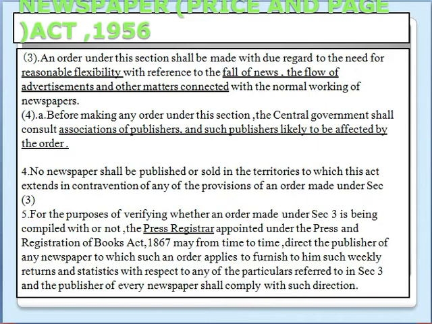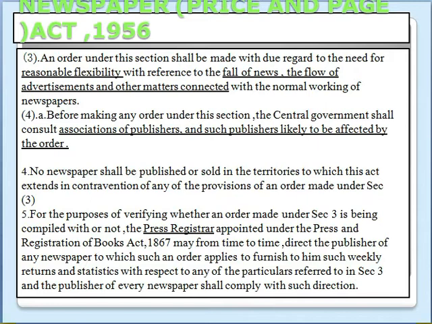Now, Section 2, subsection 4a. Before making any order under this section, the central government shall consult associations of publishers and such publishers likely to be affected by the order. Section 4 says, no newspaper shall be published or sold in territories in which this Act extends in contravention of any of the provisions of the order made under Section 3.